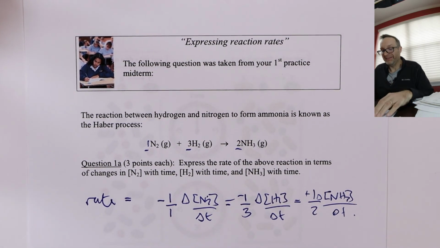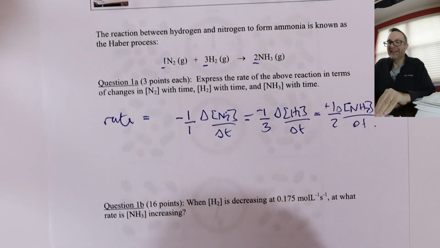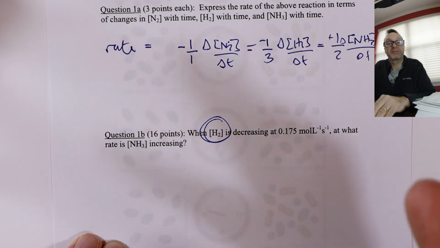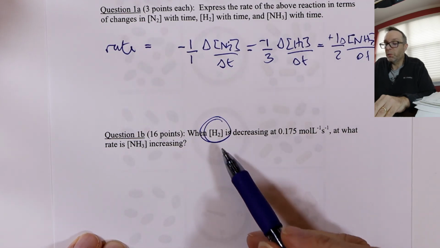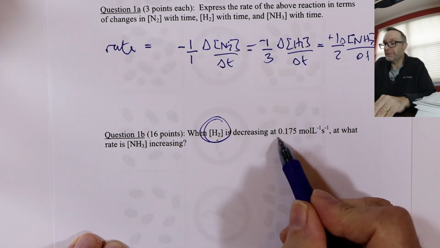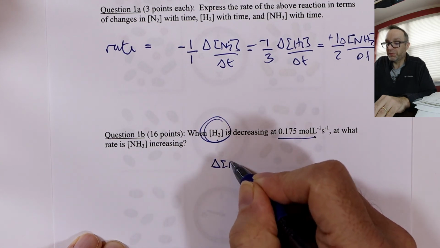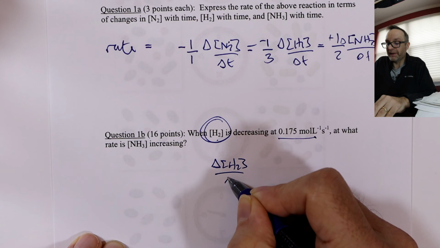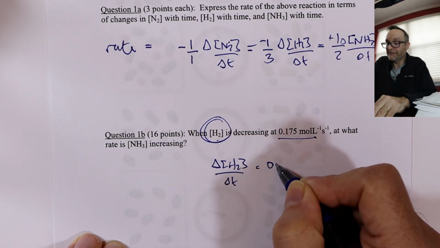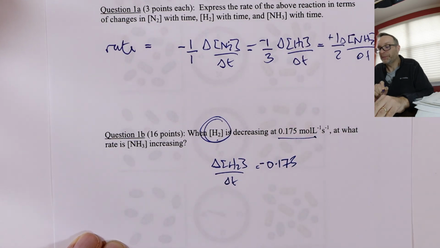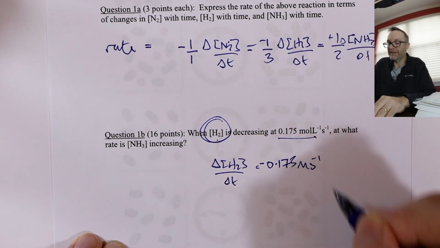Now then, see if we can do this. I'll just give you the setup. I'll let you run it through. So when H2 is decreasing at this number, maybe this is the one we're measuring in the lab, right? It's decreasing, so that's minus, moles per liter per second.